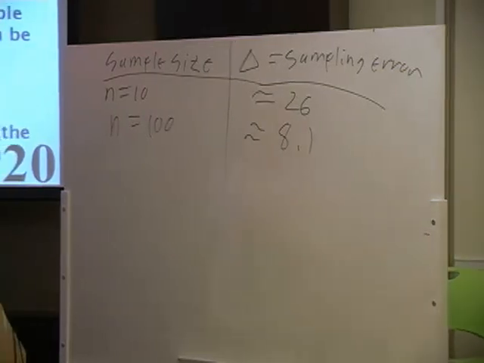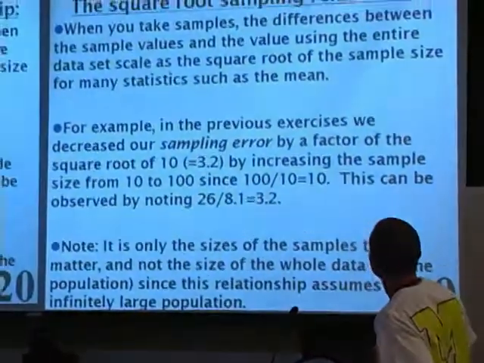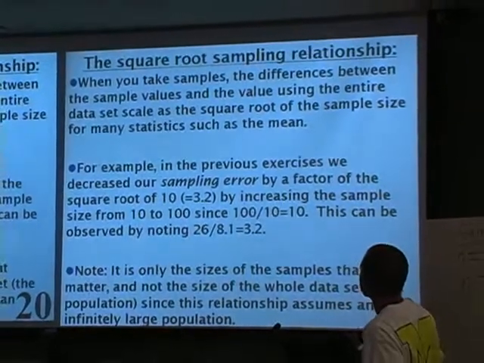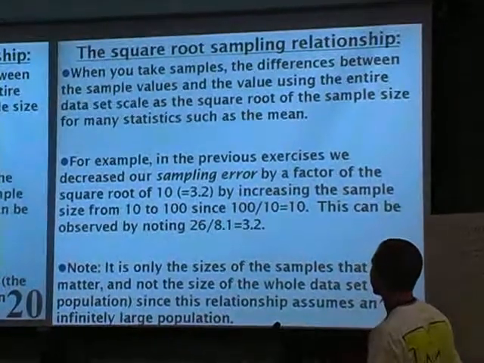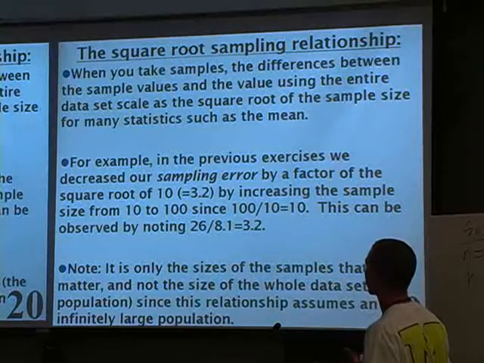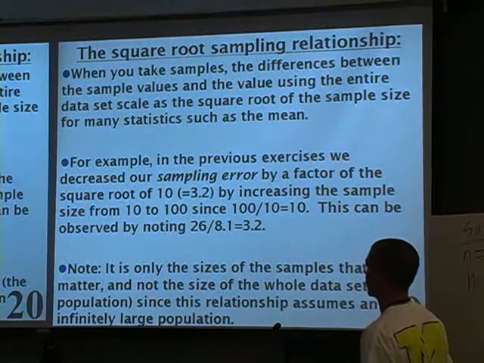When you take samples, the difference between the sample values and the values in the entire data set scales as the square root of the sample size for many statistics, such as the mean. It's not true for everything, but it's true for the mean, true for the median, true for any percentiles, true for a lot of things. It wouldn't be true for the max, for example.